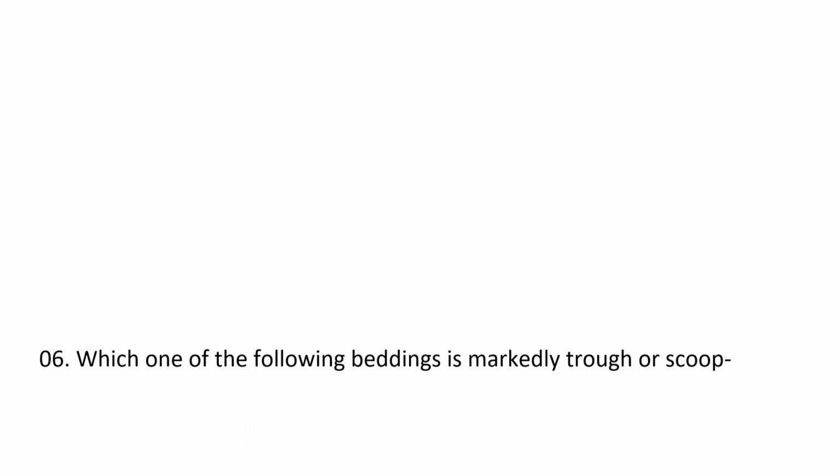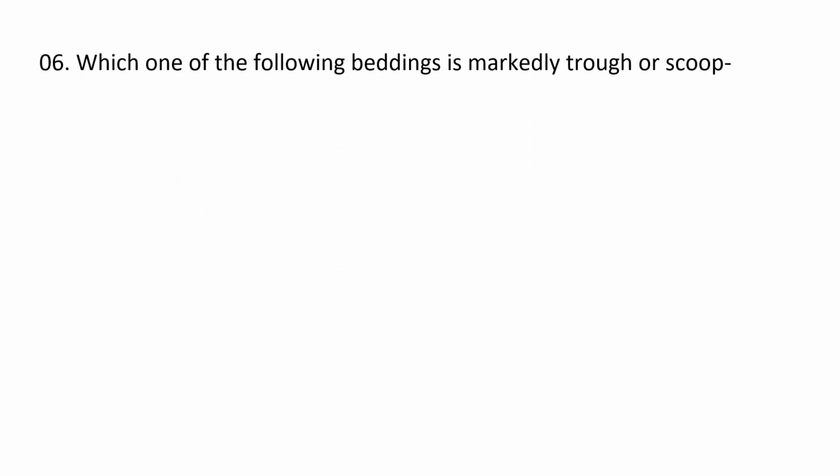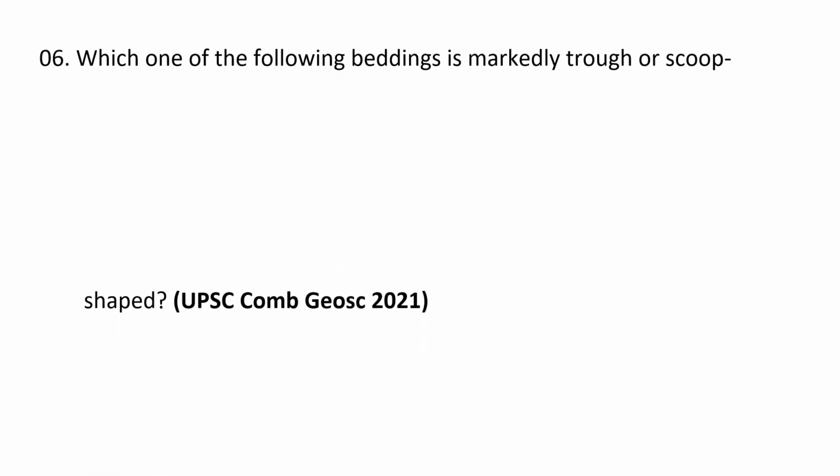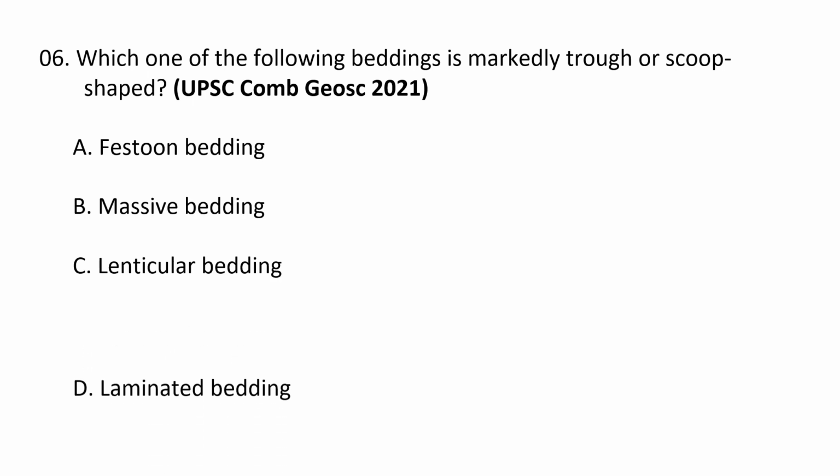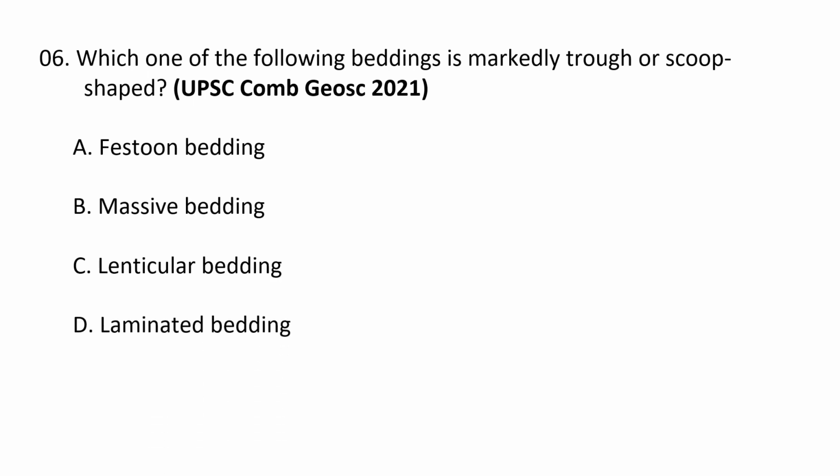Next question. Which one of the following beddings is markedly trough or scoop shaped? A. Festoon bedding, B. Massive bedding, C. Lenticular bedding, and D. Laminated bedding. So the correct option is A, festoon bedding. More rounded ripples and dunes cut back and forth into each other and create swooping cross beds known as festoon cross bedding. A is the correct option.